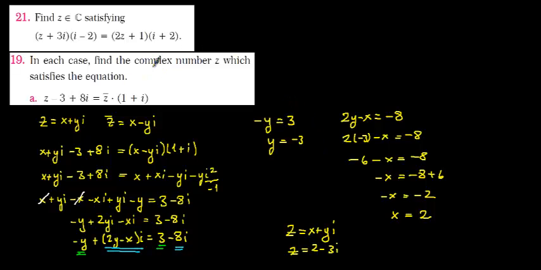For this question, we don't have another method like this one. Here we should replace z by x plus yi and this one by x minus yi. But for the second question, or the 21st question, we have different solution methods. There is no need to substitute z by x plus yi. Directly we may use the z.